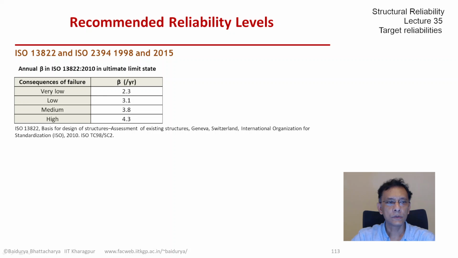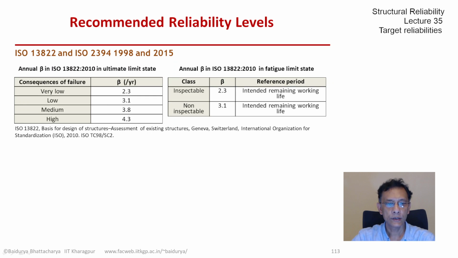So let's take a look at the annual target beta values in 13822 in ultimate limit state, as you see on the screen, and compared to that we can look at the fatigue limit state, which is on the right side of your screen. Now it's interesting to see that we still have consequence of failure. Here we have 4 levels, very low, and then low, medium, high, as we had before.